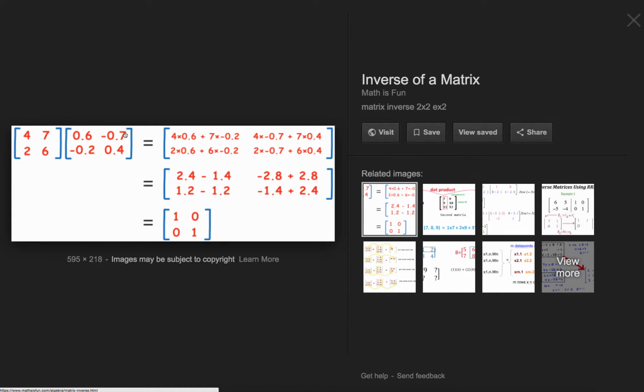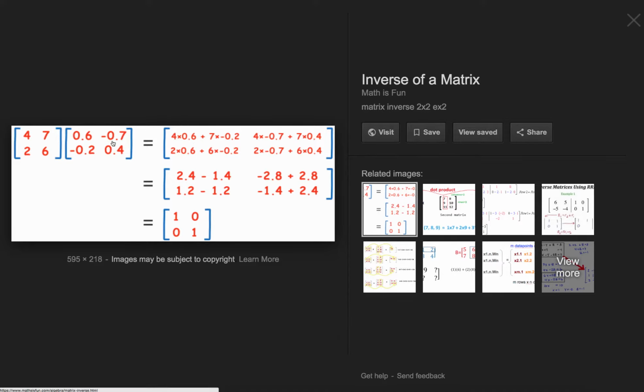If you take the row 0 column 2 element, we're trying to find that. What you do is you take the row and you multiply it by the column there, right? So you take 4 times negative 0.7 and 7 times 0.4, and you add the result of those operations, and then you get that element. And same thing for every element in the resulting matrix, right? You take the row and you multiply by the column, adding up the answers.